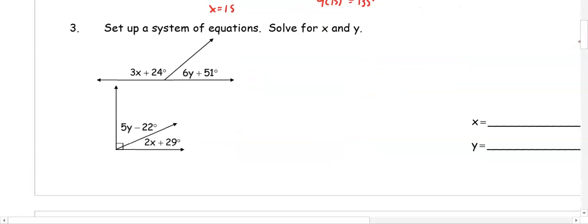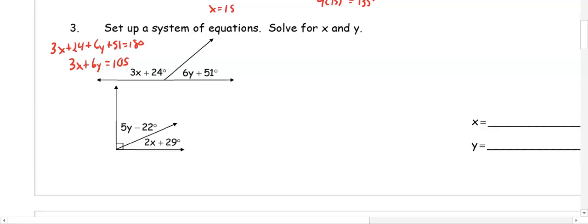In number 3, set up a system of equations and solve for x and y. So our first equation, these two angles are forming a straight line. They're supplementary, so they're set equal to 180. So 3x plus 24 plus 6y plus 51 equals 180. So we can move the 24 and the 51 to the other side. So we get 3x plus 6y equals 105.